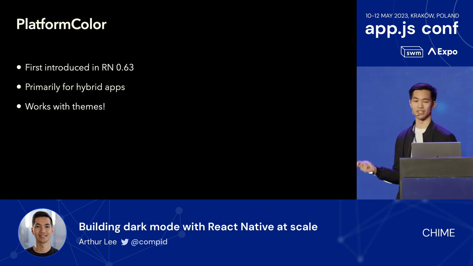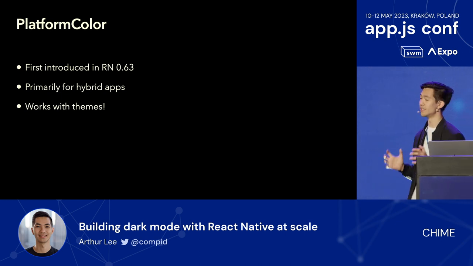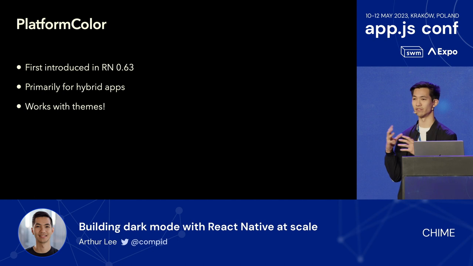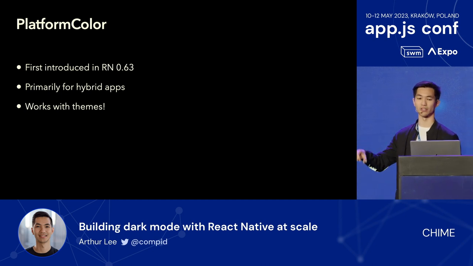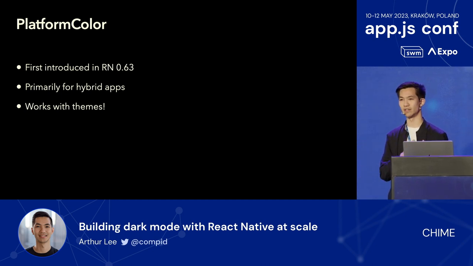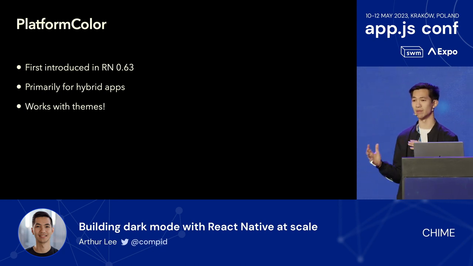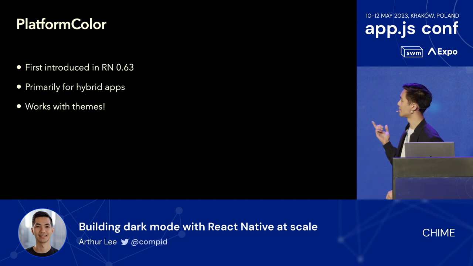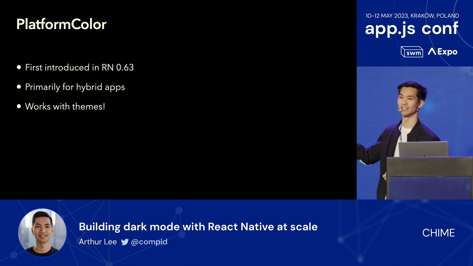Platform Color was actually introduced in React Native 63, so quite a few versions ago. It was primarily introduced for hybrid apps. So if you had a native app that already had a bunch of colors defined natively, and you added a React Native view in there, you can actually use Platform Color to hook into those colors, and then you wouldn't have to copy your colors into the JavaScript world or keep them in sync. But it turns out that this API fully supports themes, or at least it eventually did after a bunch of bug fixes.